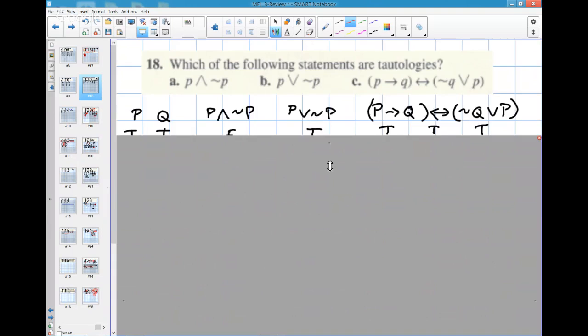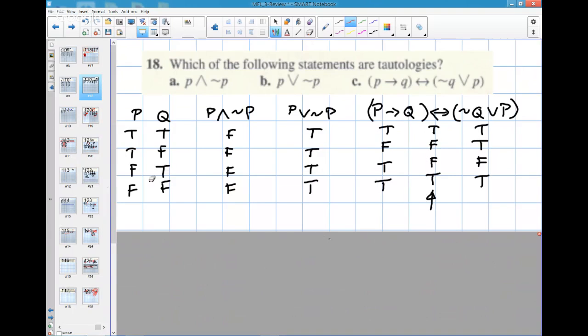So, over here on the left, this is just our standard beginning point, a standard PQ setup. So here's part A. P and not P. Remember, how does and work? True only when they're both true. Well, they're not, so that's a doggone contradiction. So that's out. How about B?